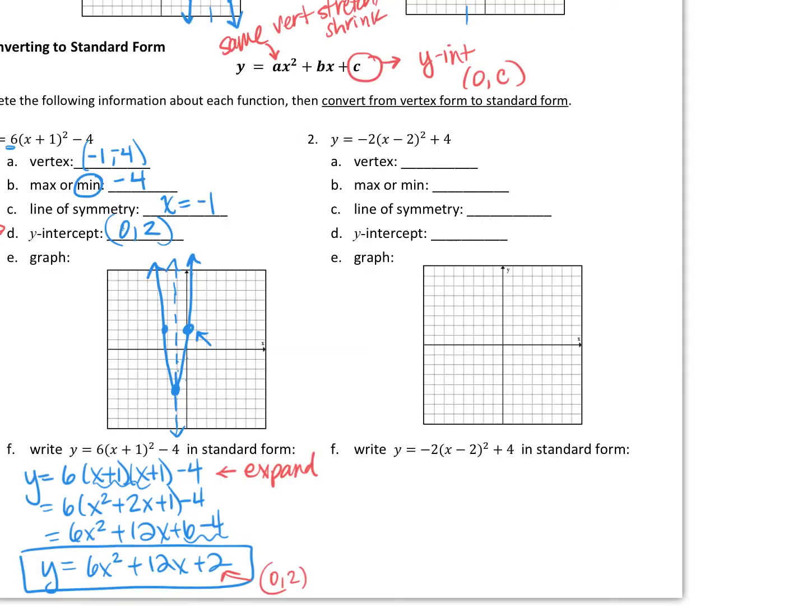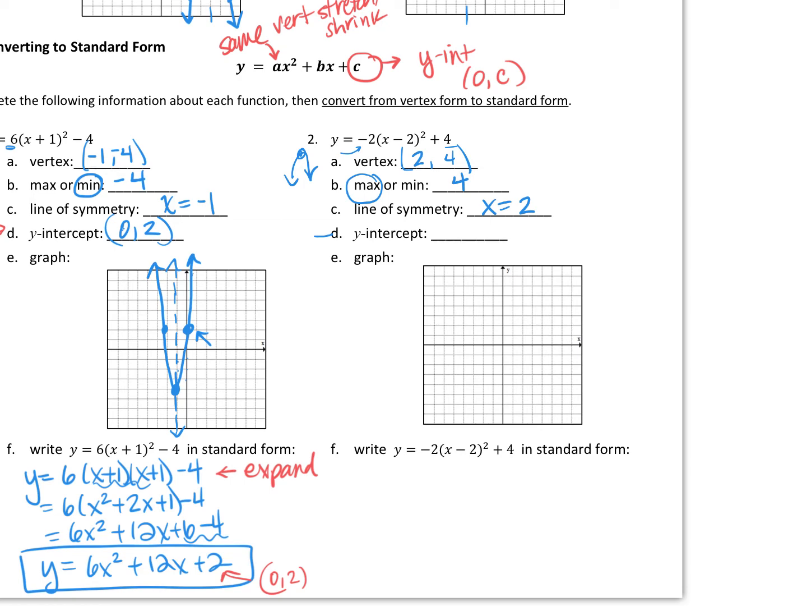Okay, so number 2, when we do vertex, let's do negative h, so it's a different sign of h, so it's going to be positive 2 and k. If I look at my lead a value, it's negative, so it's going to go like this, and that means I'm going to have a maximum value. The maximum value is going to be the y-coordinate of my vertex, so it's going to be 4. My line of symmetry is going to be x equals, and then the x-coordinate of my vertex, so that's 2. Y-intercept, we're going to wait on that one. We'll come back to it, because if we can't see it in the graph, then we can see it in the equation in standard form.